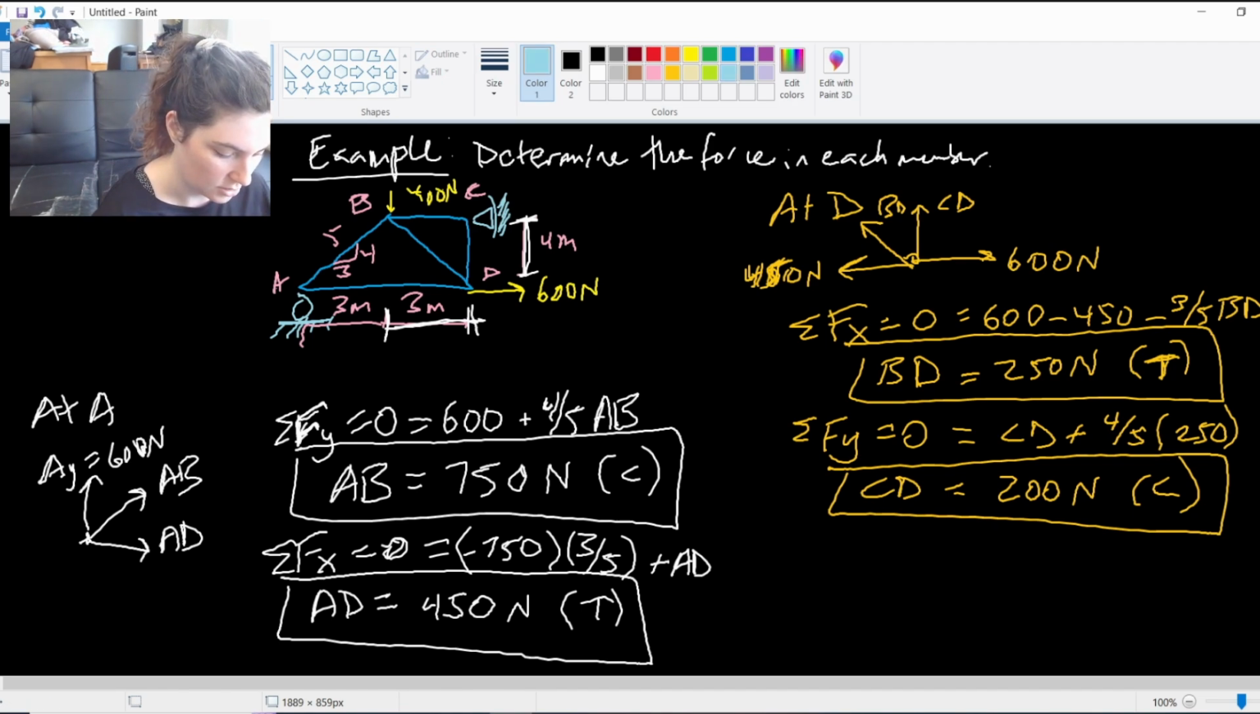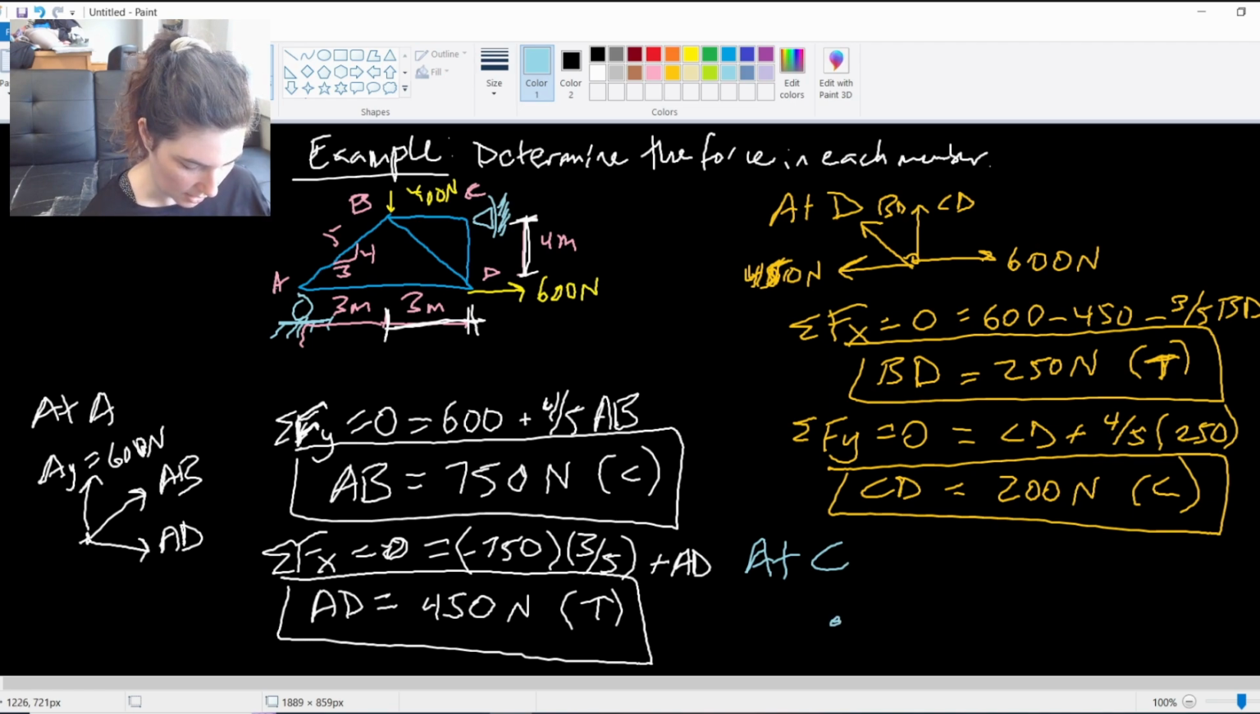So if I look at C, again, either one is fine. I have my reactions from C, we said, were 200 newtons downward and 600 newtons to the left. And then I have from member CD, again, 200 newtons. And then I have BC.